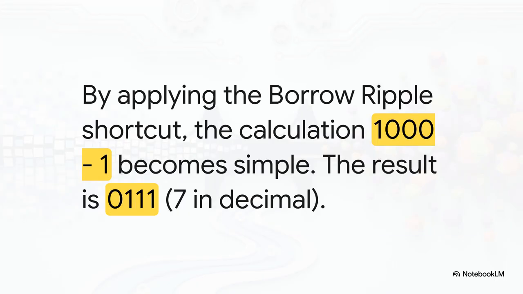So when we use that shortcut, our tricky problem of 1000 minus 1 suddenly becomes easy. The final result is 1001, which is just 7 in decimal. We skipped all that confusing borrowing stuff just by applying one simple, elegant pattern.